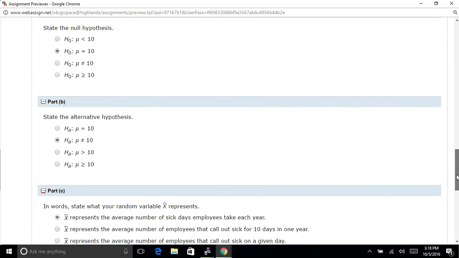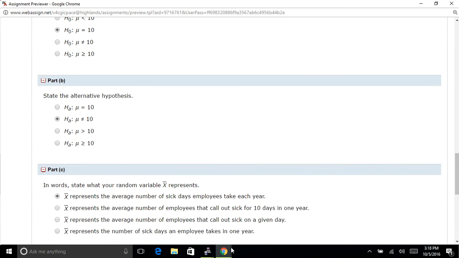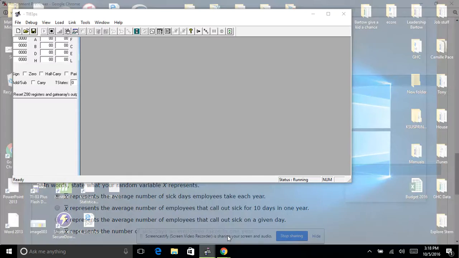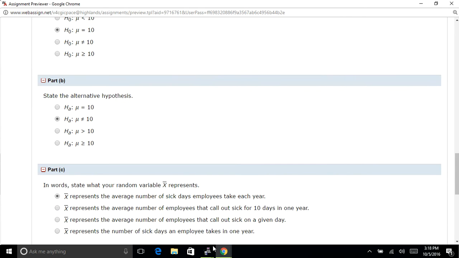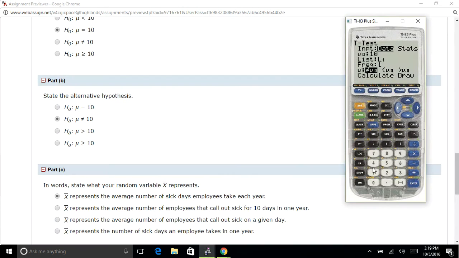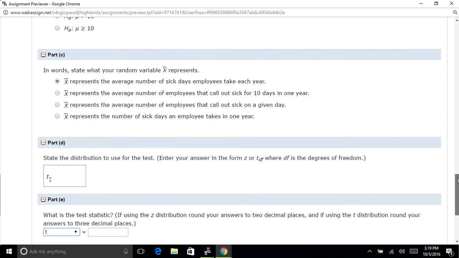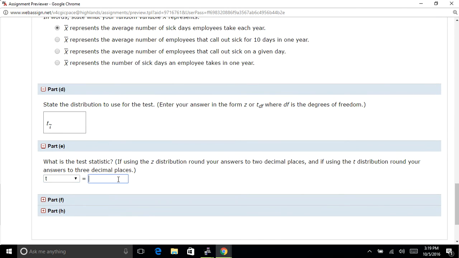Why do I want it to be not equal? Because here's my alternative. Okay, from there, I go ahead. Oops, don't open that. Okay, go here. Then I hit calculate and then I hit enter. Boom, look at all the stuff it gives me. Okay, so my T is negative 1.400. What else does it want me to do?